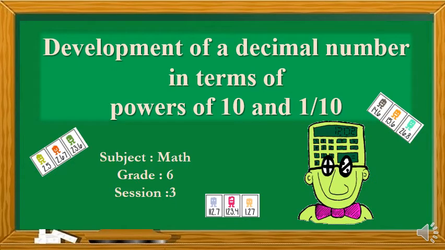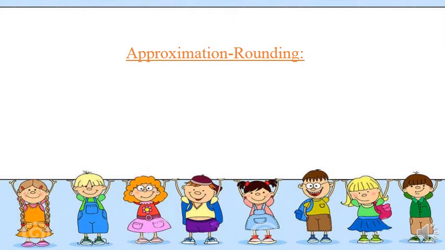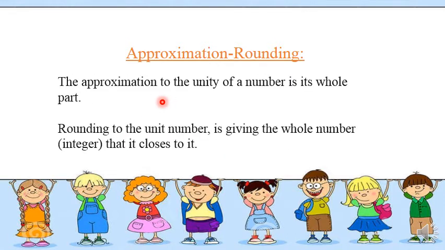which is development of a decimal number in terms of powers of 10 and 1 over 10. In this session, we are going to talk about approximation and rounding of decimal numbers. What is the meaning of approximation? The approximation to the unity of a number is its whole part. Rounding, what is rounding? A rounding to the unit number is giving the whole number or integer that is close to it. What do we mean by these two sentences? Let's discover.